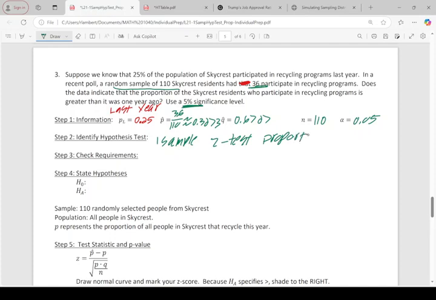We're doing a one sample z-test of a proportion. And the requirements need to be that it's a random sample, which it is, that n times p is greater than or equal to 10, and that n times q is greater than or equal to 10. So we're going to put those on hold and fill this out and then do those.